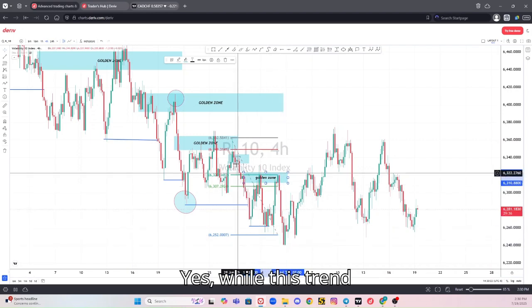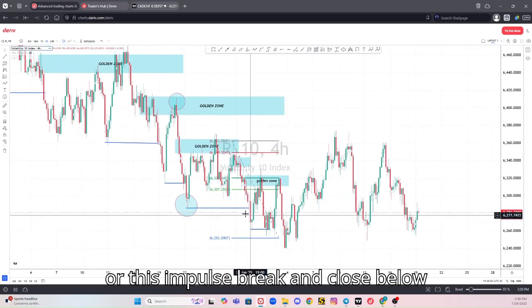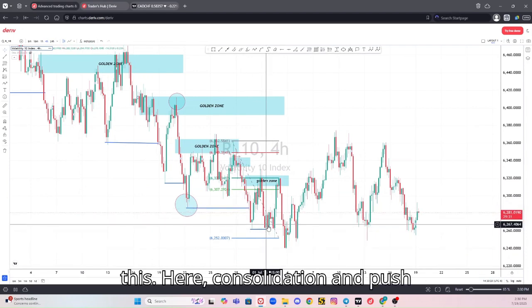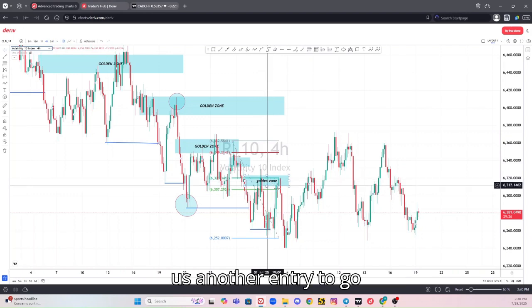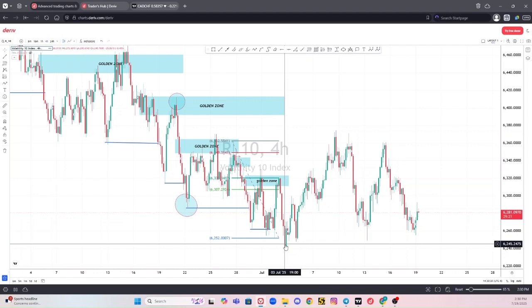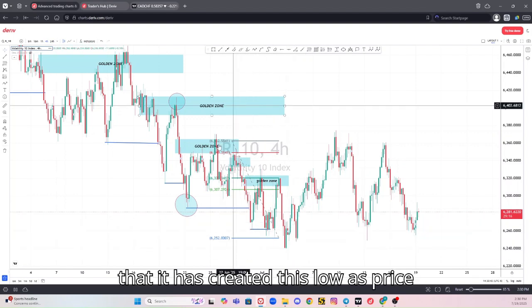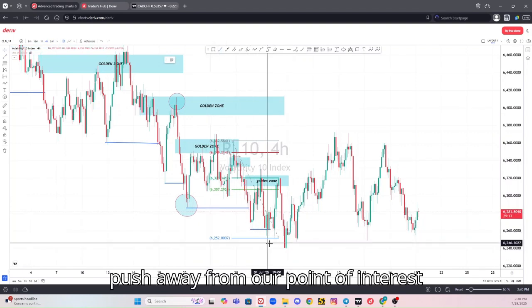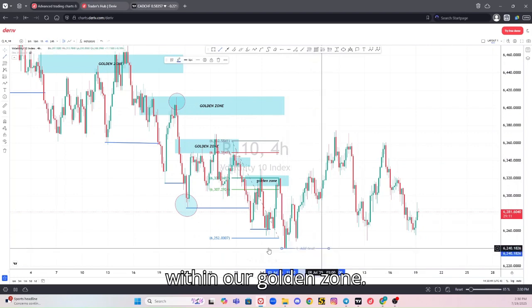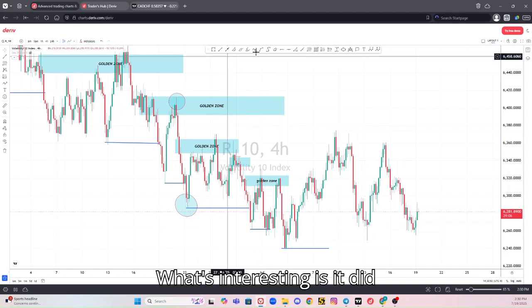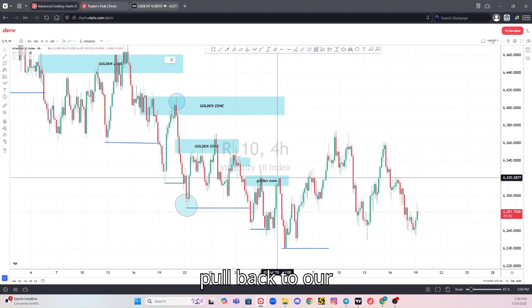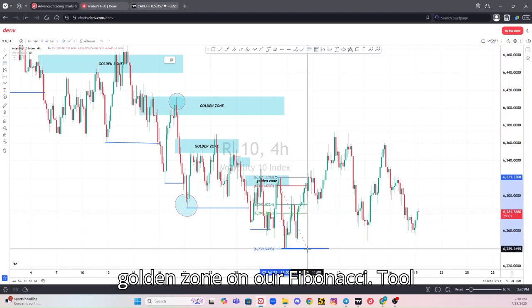Yes. While this trend or this impulse break and close below this consolidation and push back into our golden zone gives us another entry to go short again. This is where things get interesting. Now that it has created this low as price pushed away from our point of interest within our golden zone, what's interesting is it did pull back to our golden zone on our Fibonacci tool.